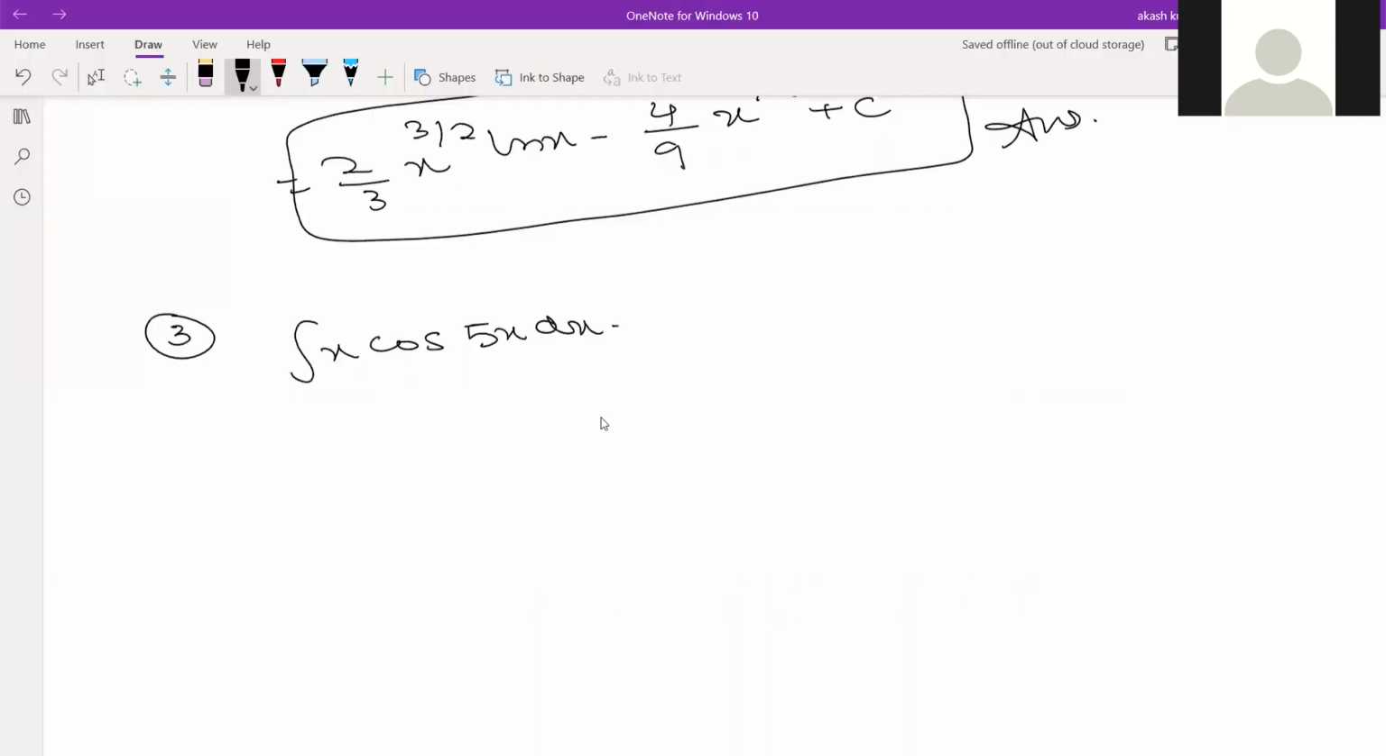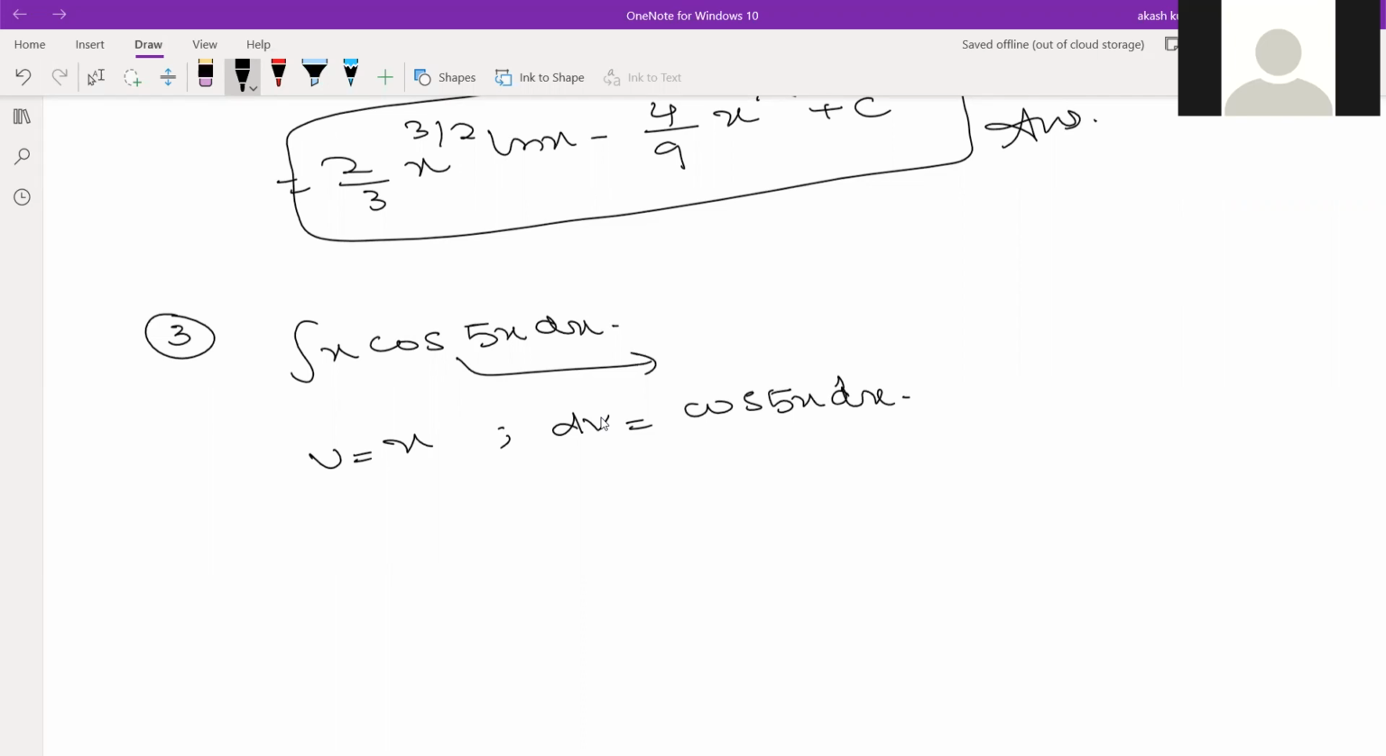So let's understand. We have already discussed that we can't take u as cos 5x because this function is never going to end. Cos becomes sine, sine becomes cos, cos becomes sine, and it's an irreducible function. So we are going to choose u as x, and our dv will become cos 5x dx. Is it clear? Okay.